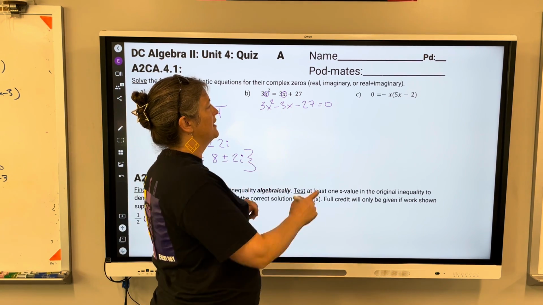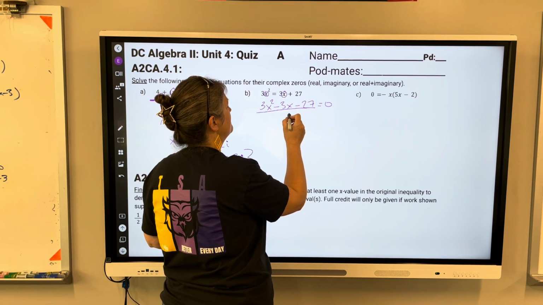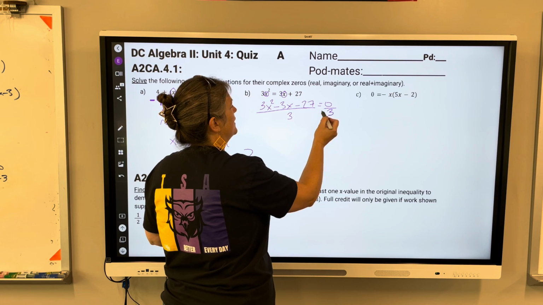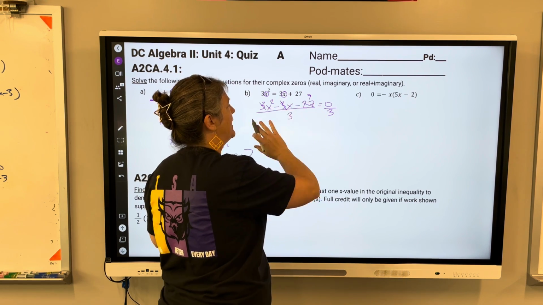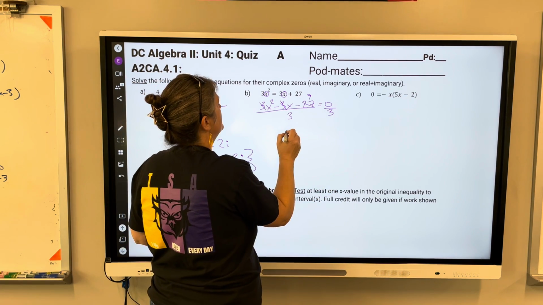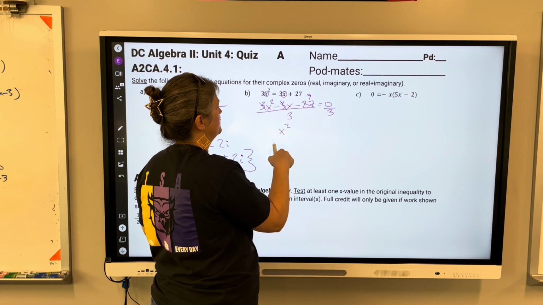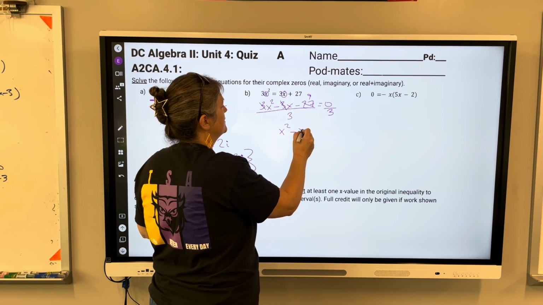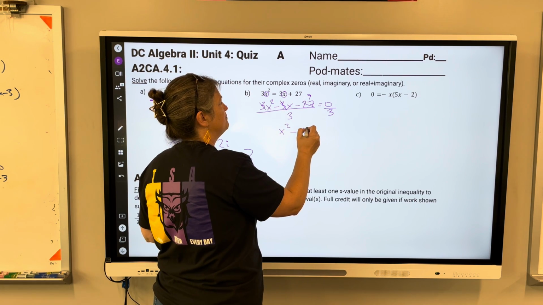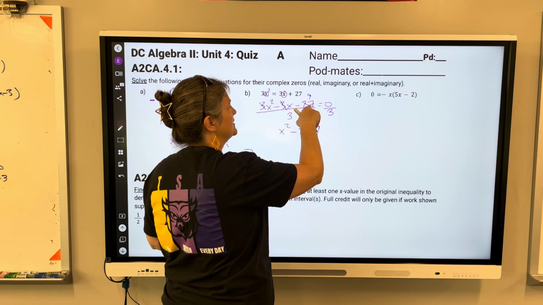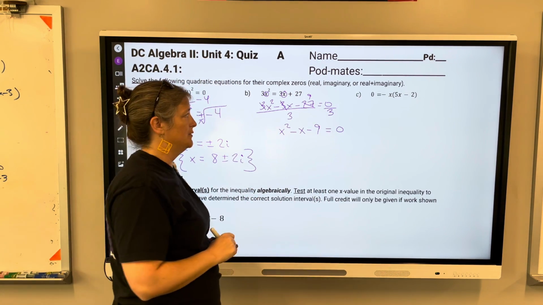Since I'm solving this equation, I have the capability to just divide everything by 3, which means divide this by 3, divide this by 3, and divide this by 3. Everything needs to be divided by 3. And I get x squared, 1x squared, because 3 divided by 3 is 1, minus 1x, because -3 divided by 3 is -1, and then minus 9, because -27 divided by 3 is -9. And that equals 0 because 0 divided by 3 is 0.